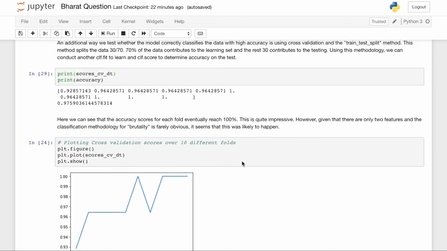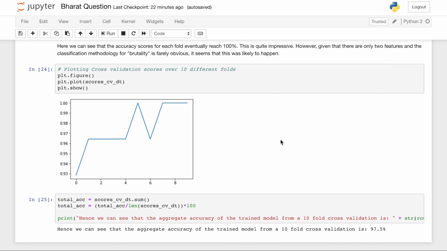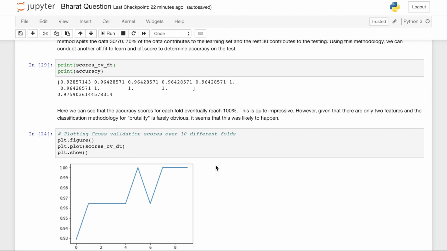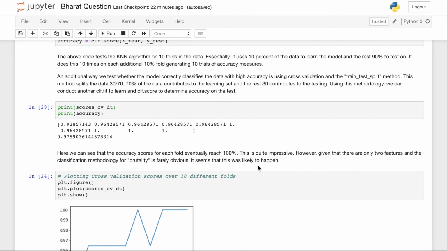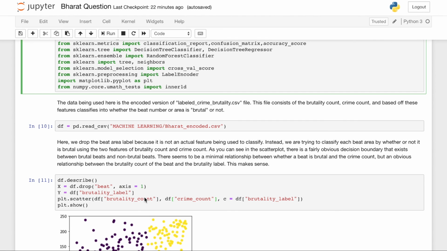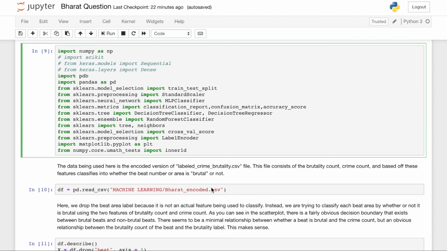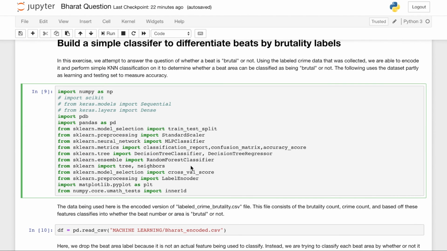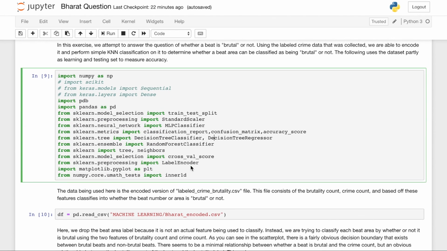So, pretty impressive accuracy. However, next steps for a project like this would definitely be to incorporate more source data, specifically features such as our brutality count and crime count, and see how the classification holds up on that new data. But overall, the actual classification was quite accurate, and this was a pretty good model to run on.